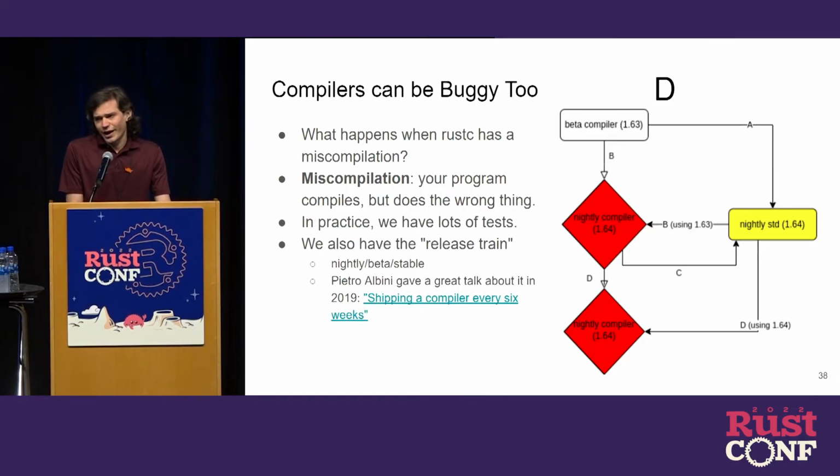But in practice, this rarely happens. We have a lot of tests. We have a lot of great reviewers who catch bugs in PRs. And we have something called a release train, nightly and beta and stable. And that gives people a lot of time to report bugs and let us fix them before they impact users on stable. There's a great talk by Pietro Albini in 2019 called Shipping a Compiler Every 6 Weeks. Highly recommend looking that up if you're interested in how the release process works.